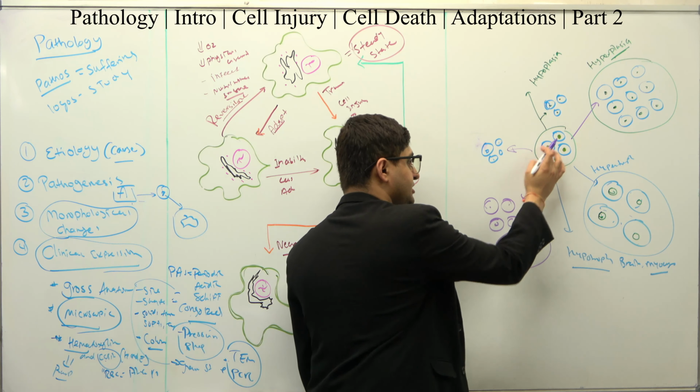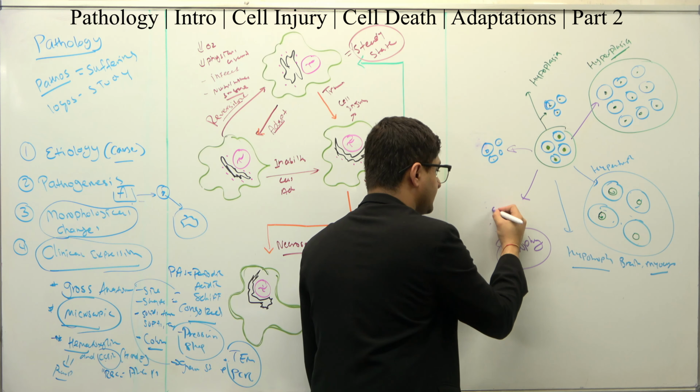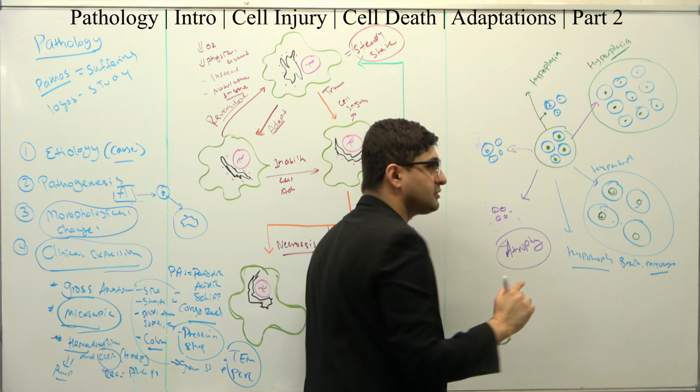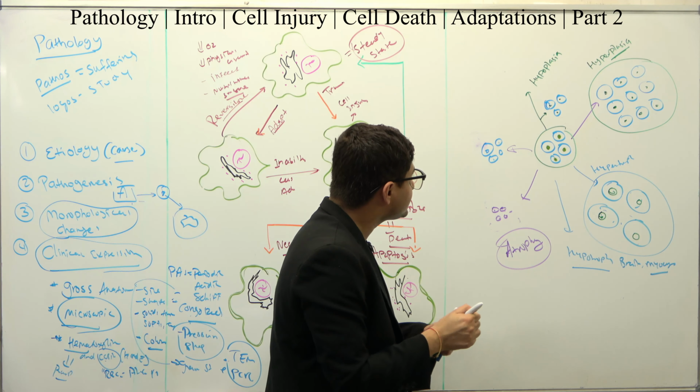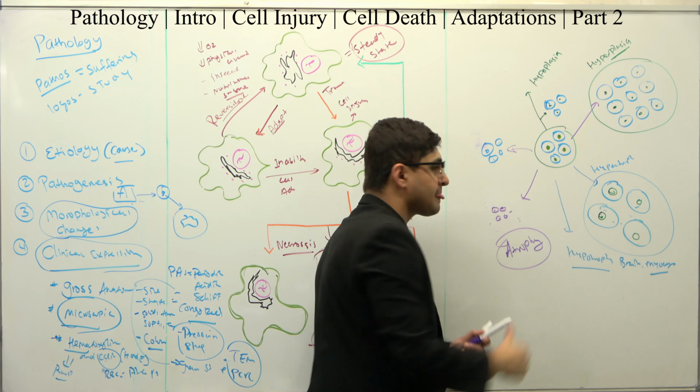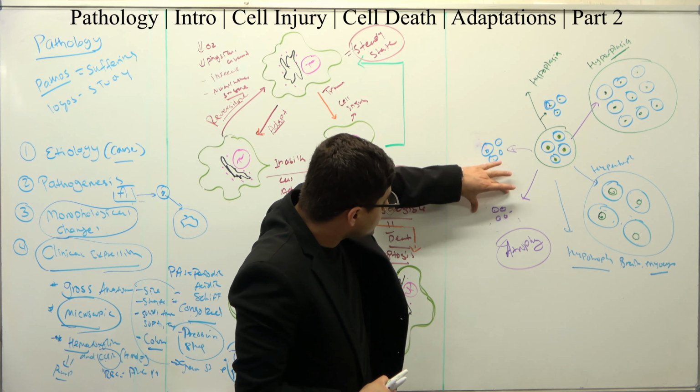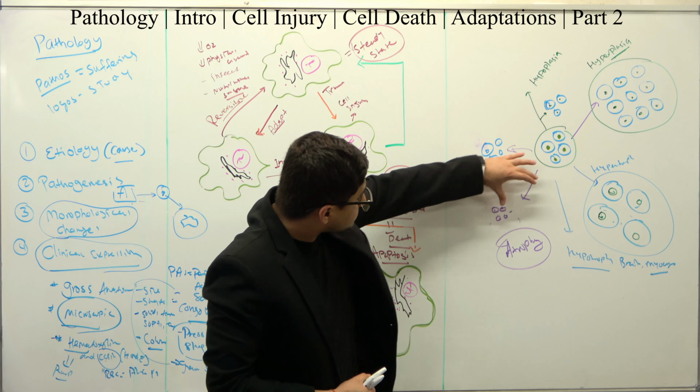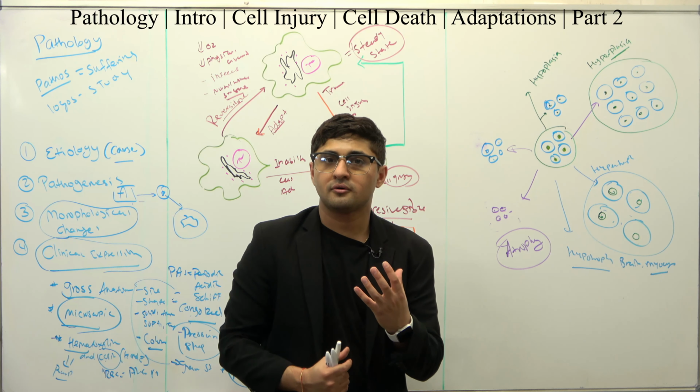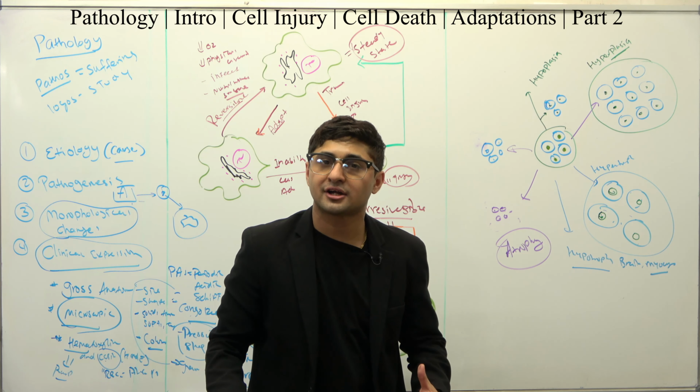So if this is a normal size, let's say it becomes like this. The same number of cells, they didn't grow. But this pre-existing mass, the diameter, has reduced. And because it has reduced, what is going to happen? Your hand goes to atrophy.